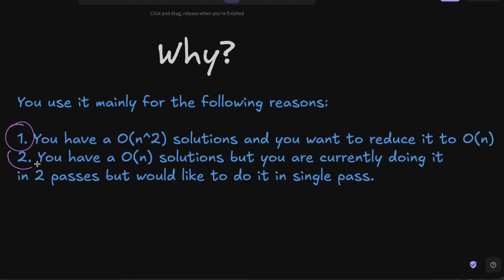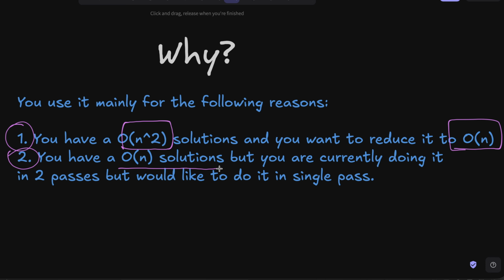The next question is, why do we really use two pointers? What is the need? What is the reason that actually drives us to use two pointers? What is the kind of problem that we are trying to solve by using this particular technique, two pointers? So there are two reasons why you would want to use the two pointer approach. Suppose you have a brute force solution of order of n square and you want to optimize it to order of n, then you can try to use two pointers.